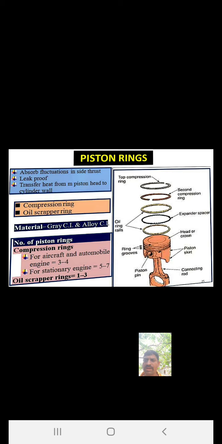We have seen how to calculate the radial thickness of the piston ring, denoted by TR. The radial thickness of the piston ring is TR equal to D into root of 3 PW divided by sigma T. Here PW is the allowable radial pressure on the cylinder wall. This is given in Newton per mm square.